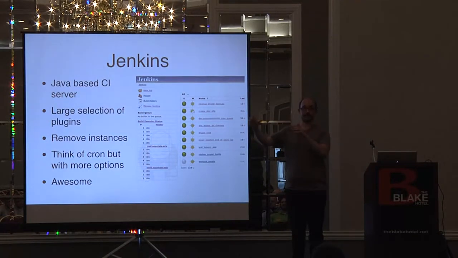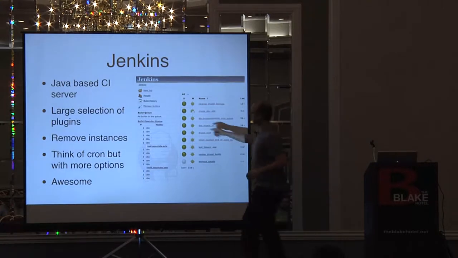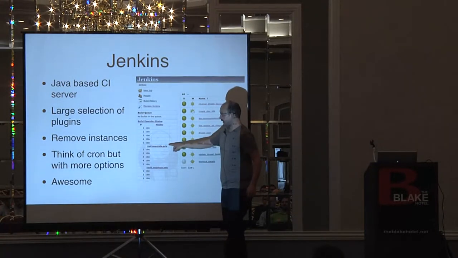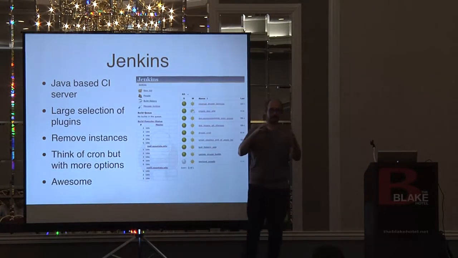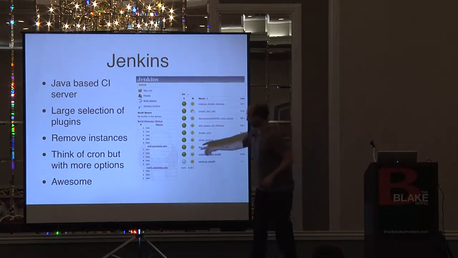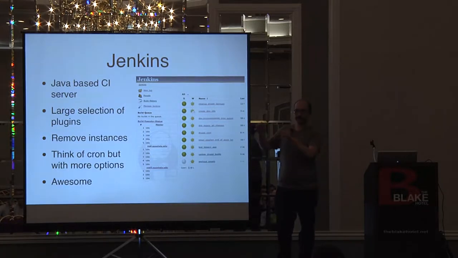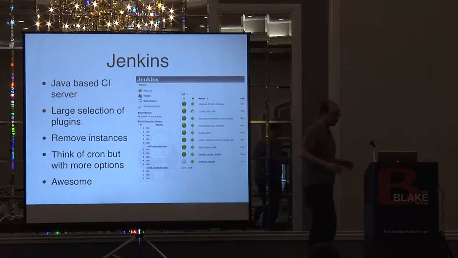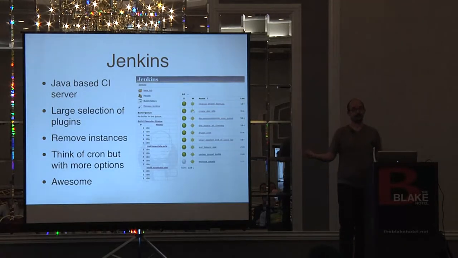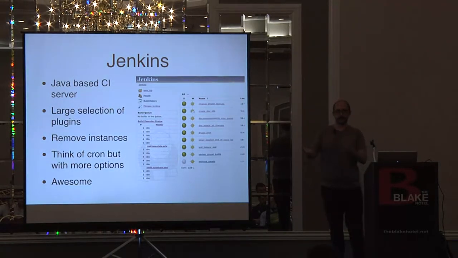You can have remote Jenkins instances. So we have our master instance right here. We have Ned, and we have Ned 2. Both of our remote instances do different things. This one does all the building. This one does a lot of testing. So you can split up your tasks, and once the task is run, it doesn't have to run on the master server anymore. It can run on one of the slaves. And it's just awesome. It's just like cron. I mean, basically, it's like cron, but you have a lot more options and a lot more awesomeness.